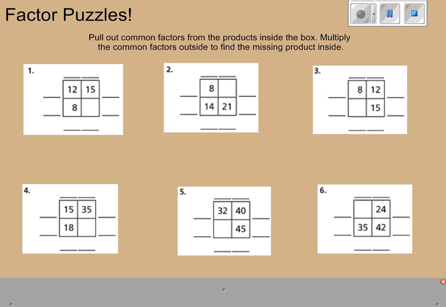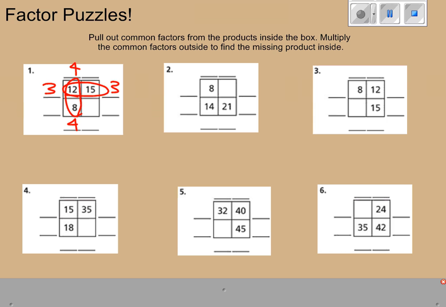So if I look at kind of the factor puzzles, this whole thing is just trying to get you in the mindset of breaking apart numbers into common factors. So the way you do this is by looking at this. So if I look at 12 and 15, what's in common? What's the biggest number in common there? Well, that's going to be 3. If I look at 8 and 12, what's the biggest number in common there? Well, that's going to be 4.